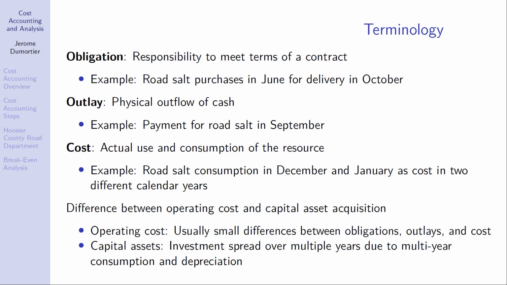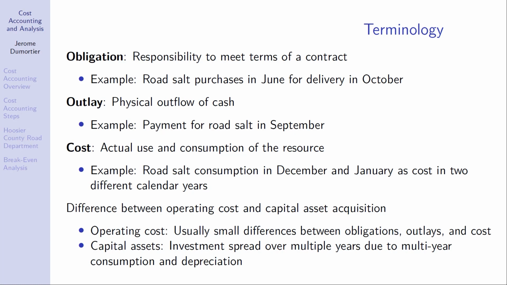So staying with the road salt example from before, think about you are getting the salt in October, but you are using some of the salt in December and you are using some salt in, say, January and February. Then the consumption is going to be occurring in December, January and February, and you may be able to spread out the cost over two different calendar years.